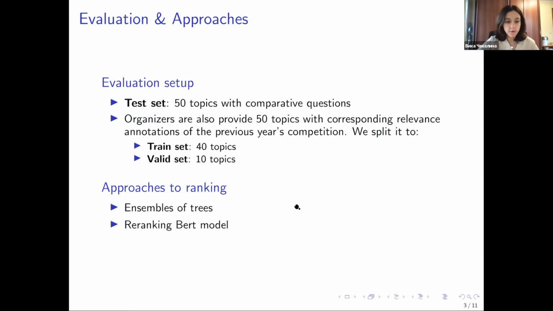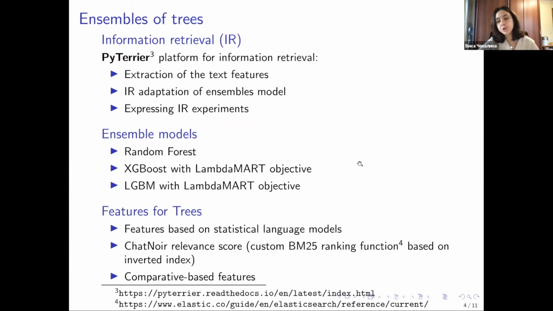And we use the following approaches to ranking: ensemble of trees and a ranking BERT model. To use the ensemble of trees, the first approach, we use the PyTerrier platform for information retrieval. The PyTerrier platform provides the extraction of text features and information retrieval adaptation of ensemble models, and using PyTerrier, you can hold and express information retrieval experiments.